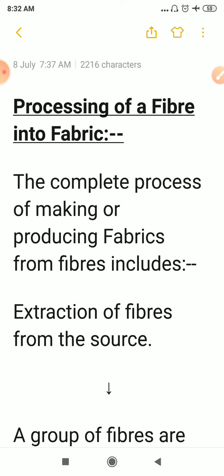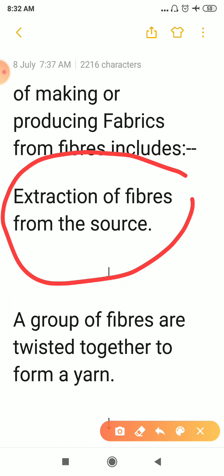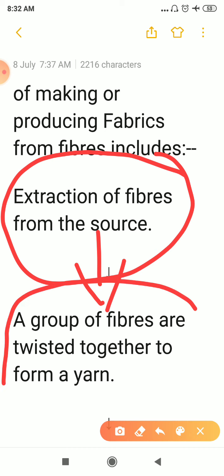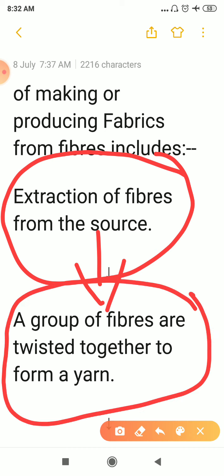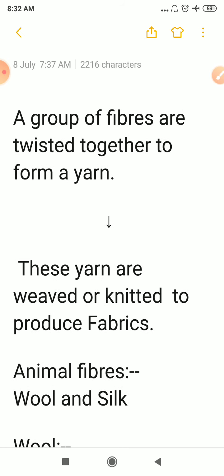First of all, we have to obtain the fiber from its source. Extraction of fibers from the source. When the fiber is collected, in the second process, the fibers are twisted and yarn is formed. From this yarn, there are two methods. One is knitting and the other is weaving. By knitting or by weaving, the fabrics are produced. These are the basic methods.